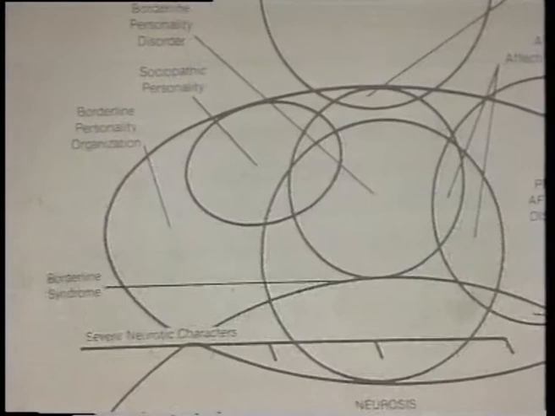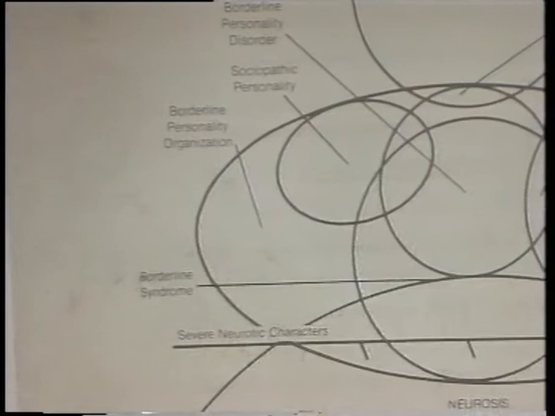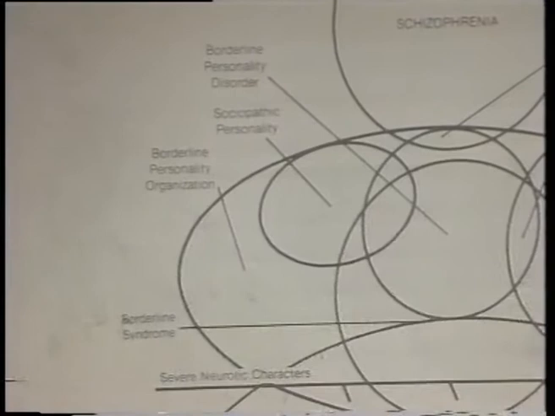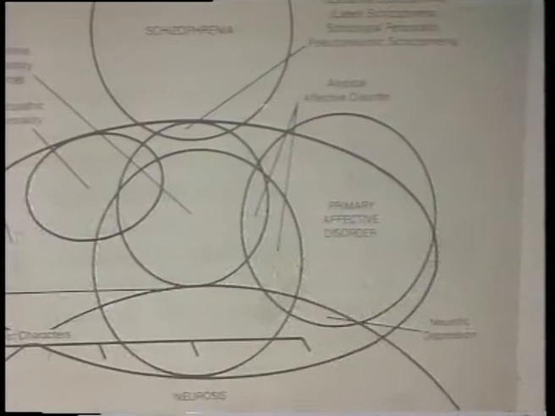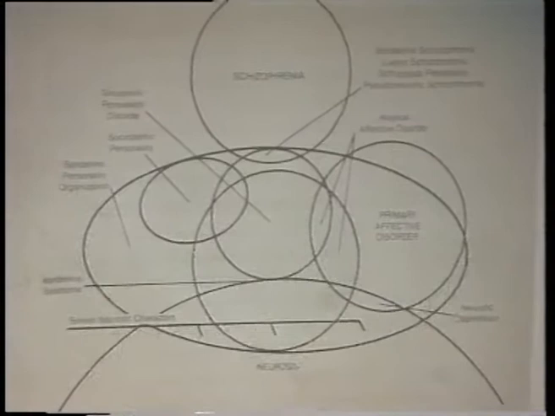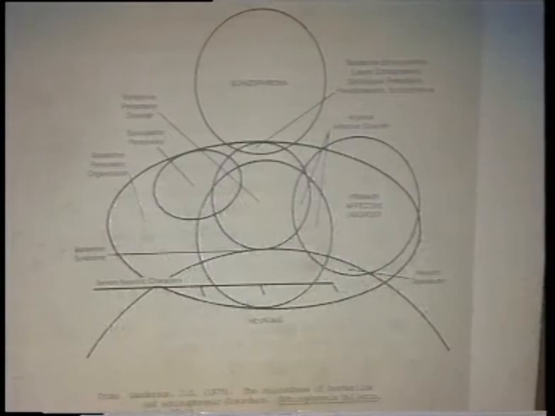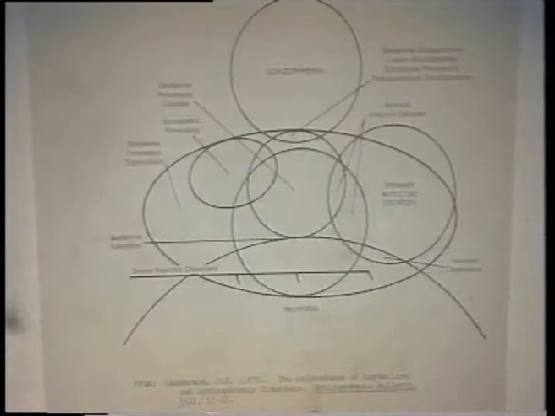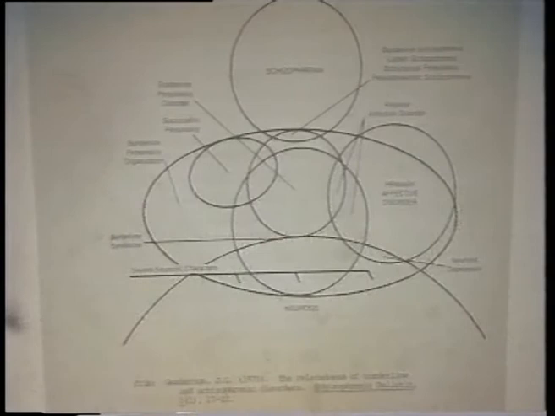Now this was 1979. We now know that this was wrong. We know, for example, that borderline does not border on schizophrenia. If you study both the family history of borderline and the natural course of borderline, you do not find schizophrenics. You do not find parents of borderlines who were schizophrenic, nor do you find borderlines becoming schizophrenic. What you can find are some borderlines who are schizoid. But that's a subgroup.